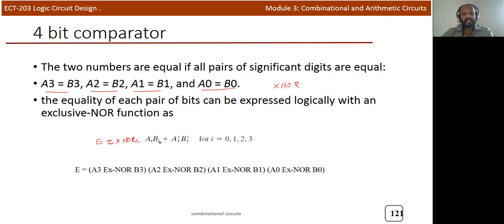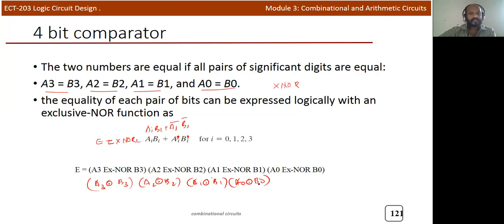In general, you can write AI BI plus AI bar BI bar, or you can write AI BI plus AI complement BI complement. It's the same thing written here, with the values complemented. So if you write in the expanded form, you can write A3 XNOR B3 you need to check, and A2 XNOR B2 and A1 XNOR B1 and A0 XNOR B0. Okay, these are the different cases.